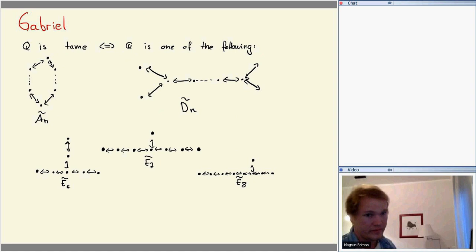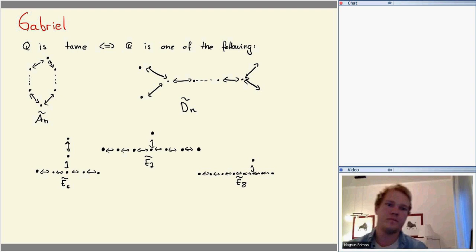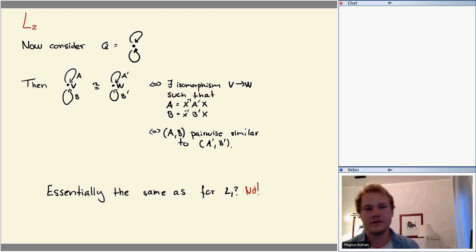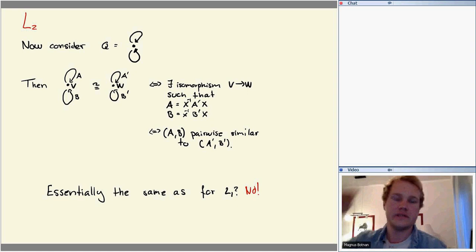And so that's another theorem, saying that if Q is tame, then Q is one of the following. We take our linear quiver from before, A_n. Now you take the last and connect them to get this sort of guy. That is D_n tilde, where instead of going up and down at the end, you can go up and down at the start as well. Or E_7 tilde and E_8 tilde. This is due to Gabriel. But now you take Q to be this L_2, where you have a single vertex and two self arrows, a self loop.